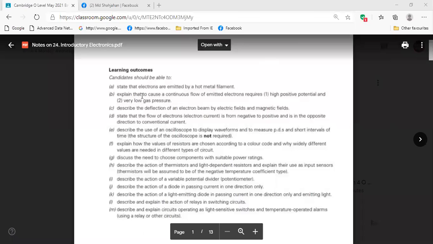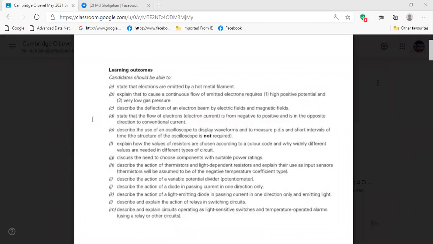Then according to a color code, and why widely different values are needed in different types of circuit.